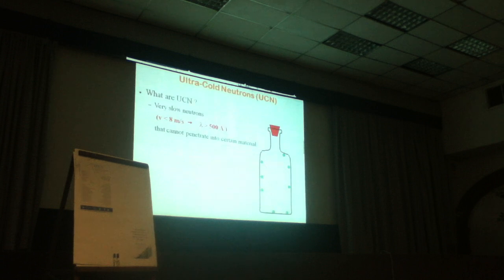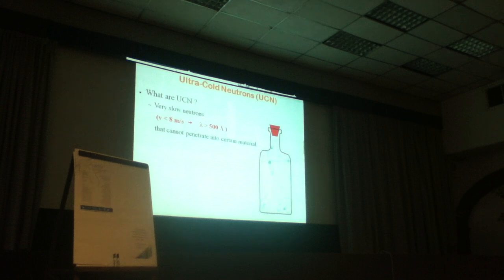So one tool I want to introduce now is a new tool we have in the neutron community, ultracold neutrons. Ultracold neutrons are just neutrons with very small kinetic energy. They move slower, with average velocity smaller than 8 meters per second, and this corresponds to matter de Broglie wavelengths larger than 500 angstrom. So this could also have possible applications in, say, biophysics or condensed matter that allow you to probe large scale structure. So they cannot penetrate deep into such a material. So the direct application is that you can put those neutrons into your material bottle and track them.